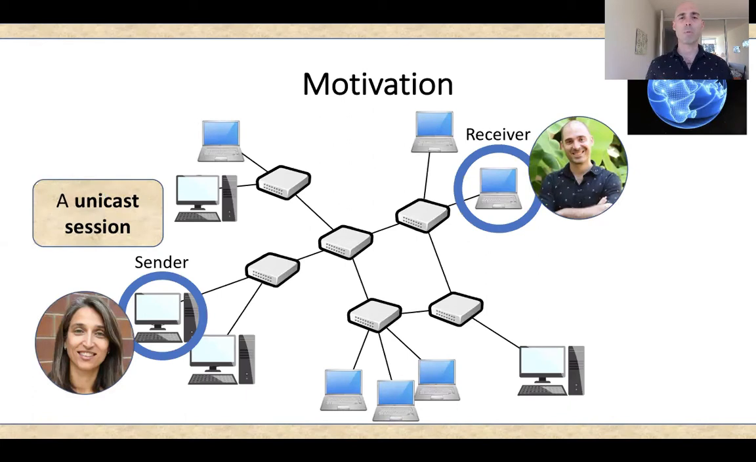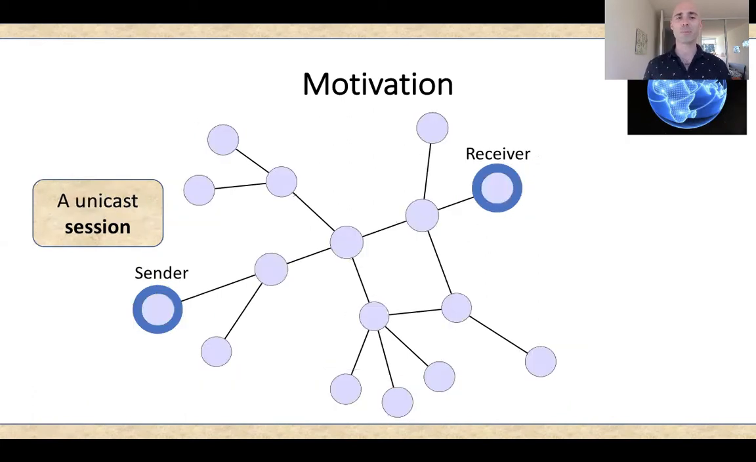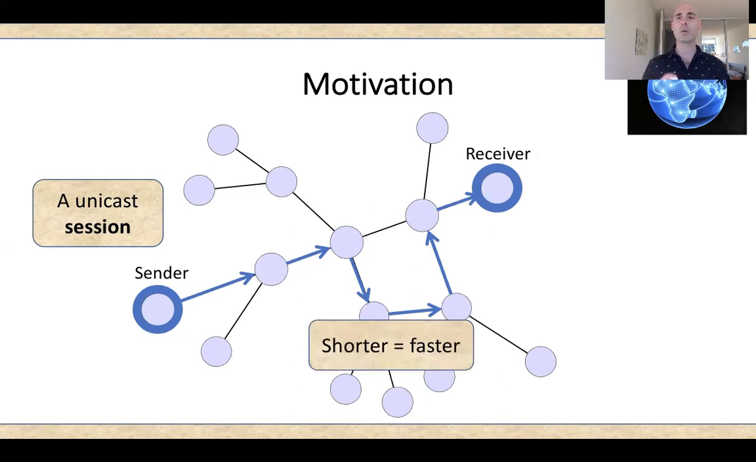Okay, simple enough problem. Let's simplify things further by abstracting away all these pretty pictures. In that case, what we're left with is an undirected graph with two distinguished nodes. And what we'd like to do is find a path between the sender and the receiver along which to send this message. Now, since this is a time-sensitive message, we are interested in the fastest possible solution, which in our context means the shortest possible path. Okay, so a single unicast session just corresponds to point-to-point shortest path.